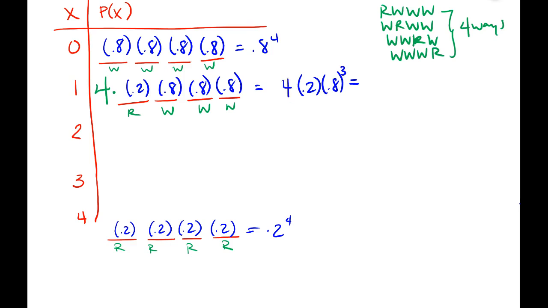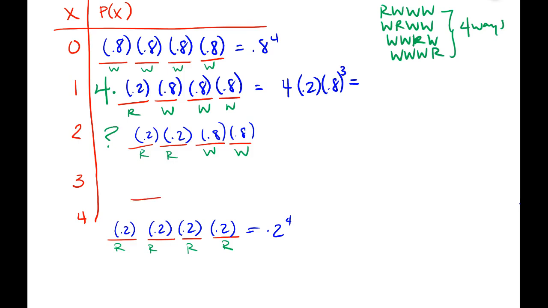All right. Now, 2 is a little bit more difficult, right? The slot part and figuring out what these look like is not bad. 2 right means the other 2 must be wrong, right? So this part is simple: 0.2, 0.2, 0.8, 0.8. The issue here is how many ways can I do that? And that's going to take a little bit more thinking. So I'm going to put just a question mark here for now and we'll come back.